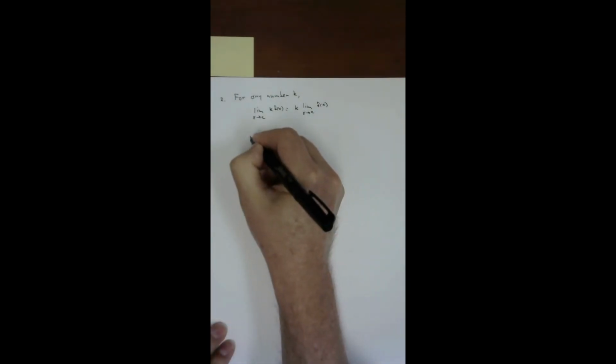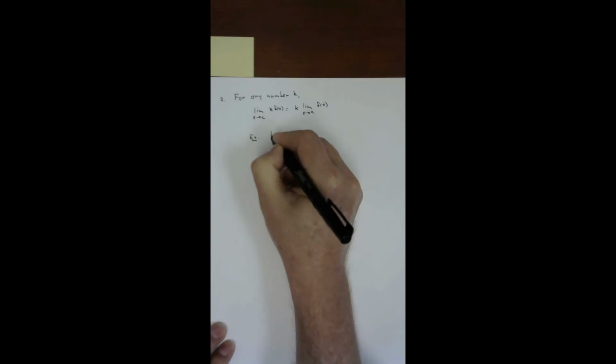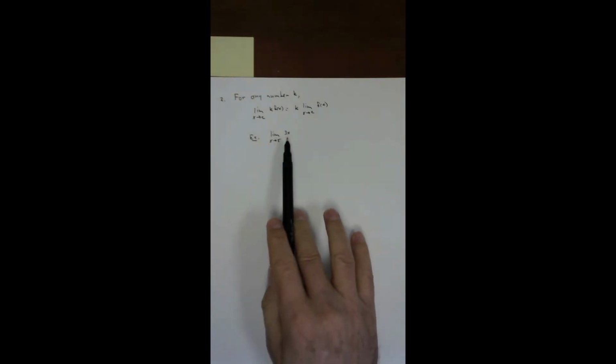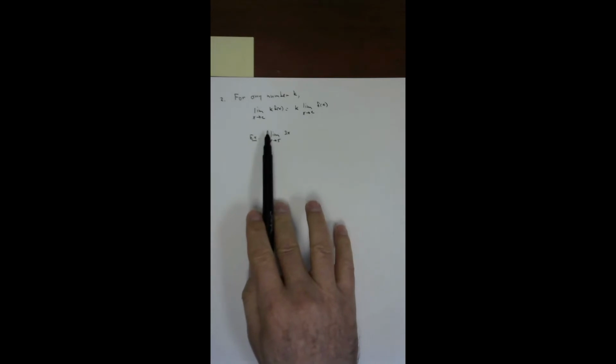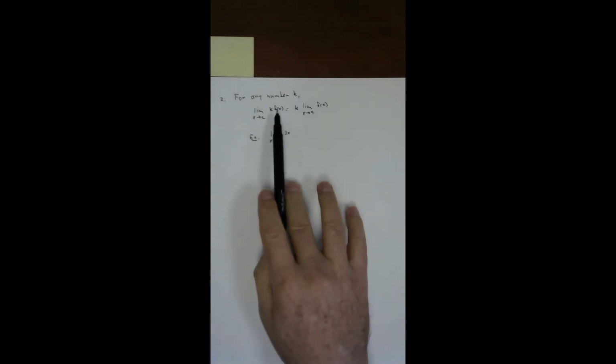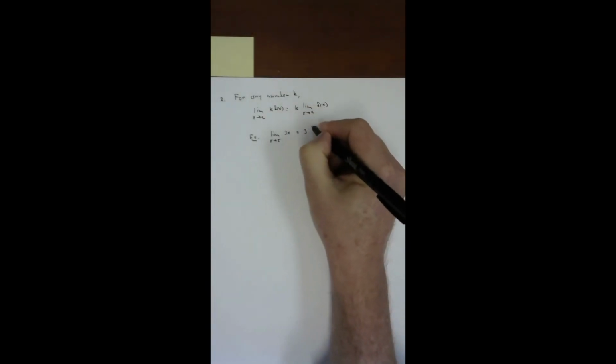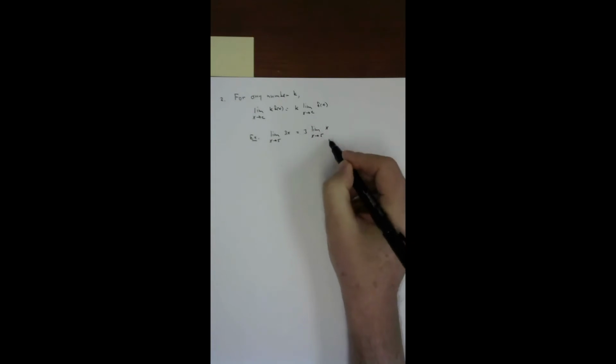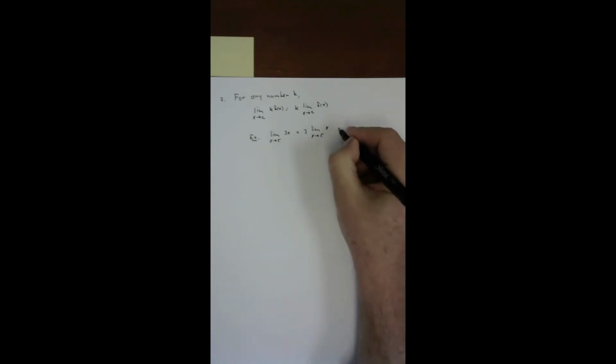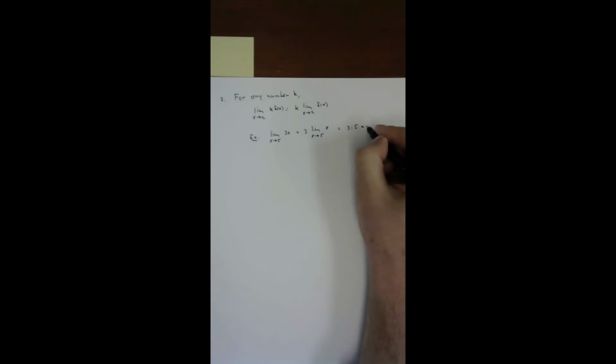So for example, if we have the limit as x goes to 5 of 3x, okay, we have a constant times a function. We could pull that 3 out in front of the limit. Here we pull the k out in front of the limit. So this is 3 times the limit as x goes to 5 of x. This, of course, as x goes to 5, x goes to 5, so that's 5. 3 times 5, and our limit is 15.